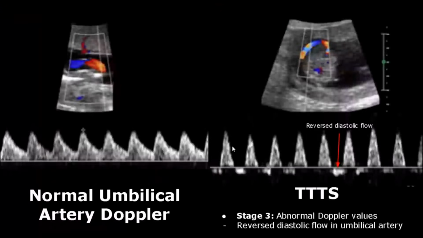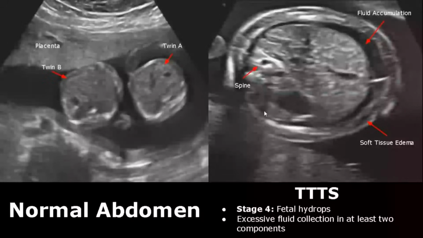For umbilical artery, reversed diastolic flow may be observed. The diastolic flow is seen below the baseline. Fetal hydrops is in the 4th stage of twin-to-twin transfusion syndrome. Excessive fluid collection will be found in at least 2 components. Here we see ascites and soft tissue edema. It usually occurs in the recipient twin.